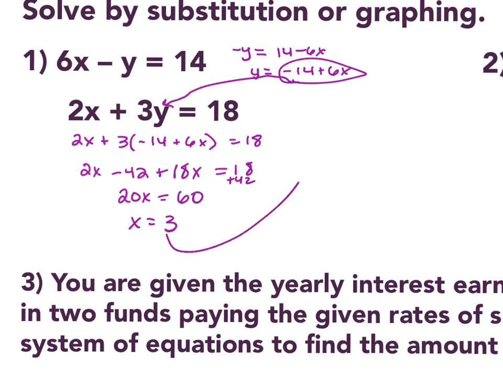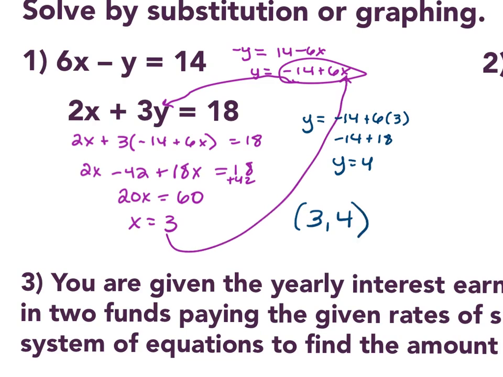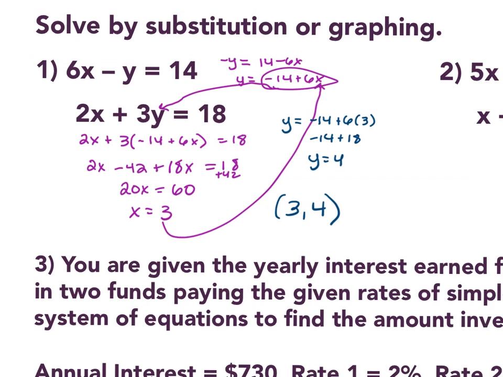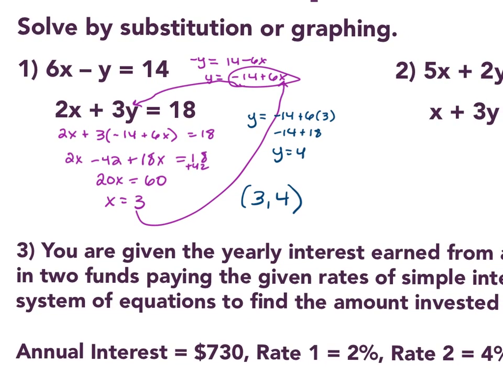And then take that and plug it back in, and you can plug it back into either the original ones or the ones we already solved for y, which is probably easiest. Negative 14 plus 6 times 3, negative 14 plus 18, and y is 4. So (3, 4) was the solution to that system. Questions on that one?